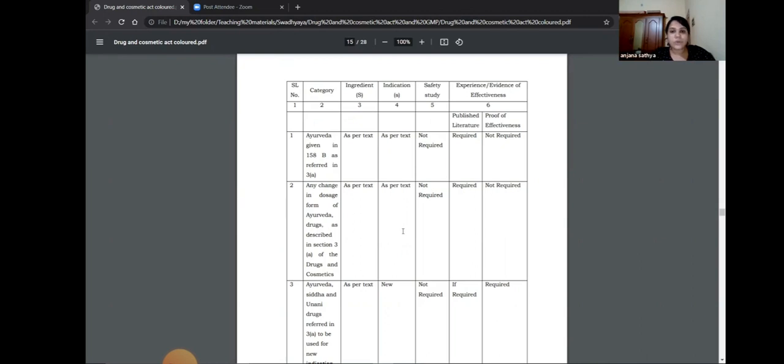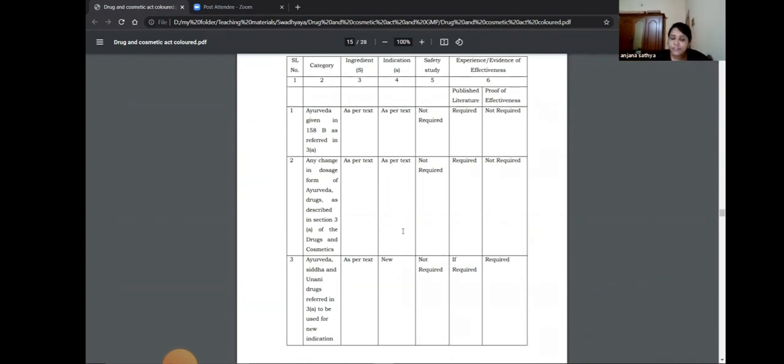The evidence or experience certificate can be produced in two methods, that is published literature or proof of effectiveness. Proof of effectiveness is only by the clinical study. Published literature means the literature study has been published anywhere, in any journals. So for the Ayurveda proprietary medicines in which the ingredients are as per the text and the indication is as per the text, there is no need of safety study. But published literature has to be produced. Proof of effectiveness is not required.